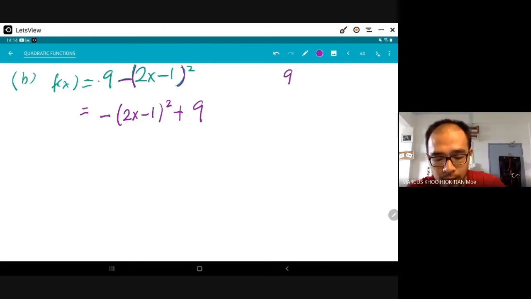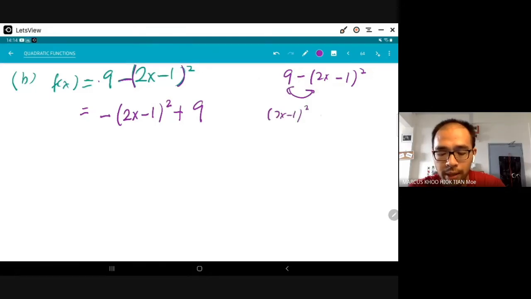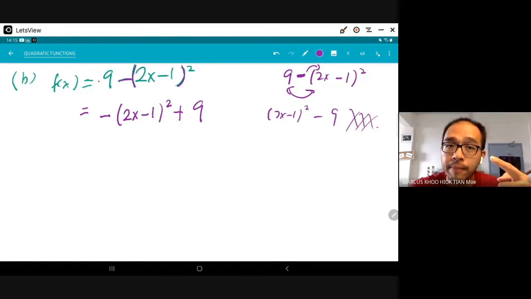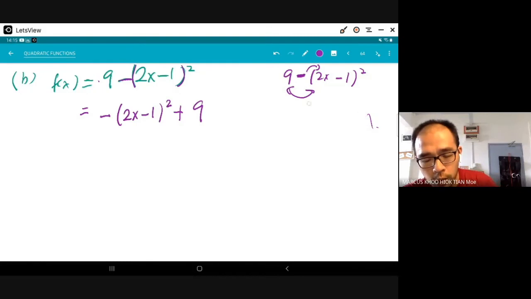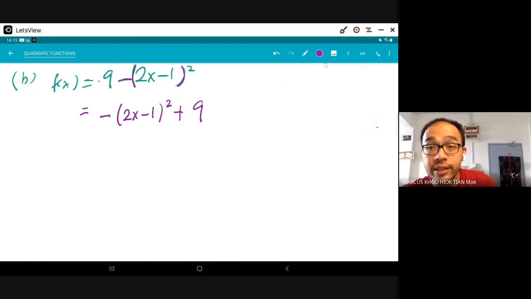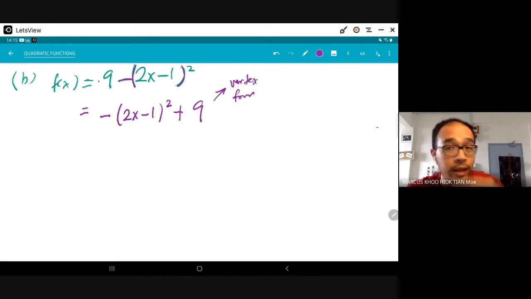Jangan juga, ini saya selalu marah, kalau saya nampak orang buat begini, saya akan marah. You know why? Because apa yang diorang buat, dia ubah ini saja, tapi tanda kasih kekal di tengah. So (2x minus 1) squared minus 9. Tak boleh, tak boleh. This is illegal, because the negative belongs to the bracket, so you must bring it together with you. Based on this, it is obviously vertex form now. You can see this is vertex form and you can tell me the two things.